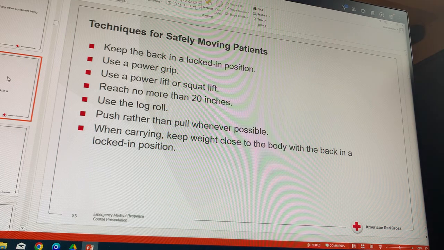Know your own physical abilities and limitations. Do not overestimate your abilities or those of your team members. Call for additional assistance if required. Do not proceed with a patient move until you can do so safely, regardless of your first instinct. Communicate clearly and frequently with your partner and patient and other EMRs. When you carry, keep the weight as close to your body as possible with your back in a locked-in position. Bend and flex at your hips and knees rather than at your waist.